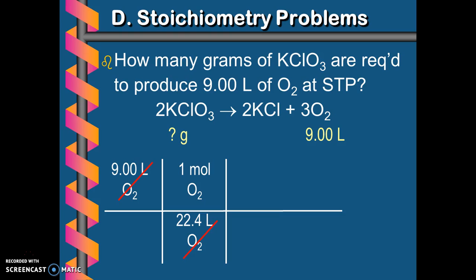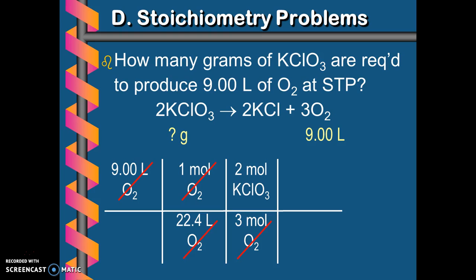Now that we have it in moles of oxygen, we can convert from moles of oxygen to moles of potassium chlorate. And we're going to use the coefficients from the balanced equation. So I'm going to use my 3:2 ratio. 3 moles of oxygen convert to 2 moles of potassium chlorate. And I'm getting those numbers directly from the balanced equation. So as I have it laid out here, my moles of oxygen are going to be able to be canceled out. Now I have my answer in moles of potassium chlorate.